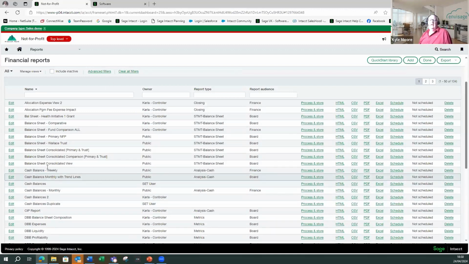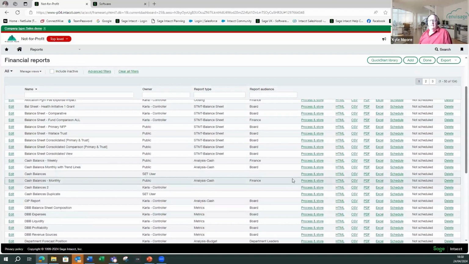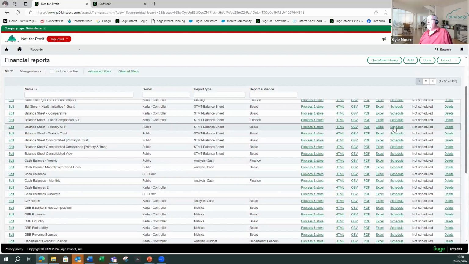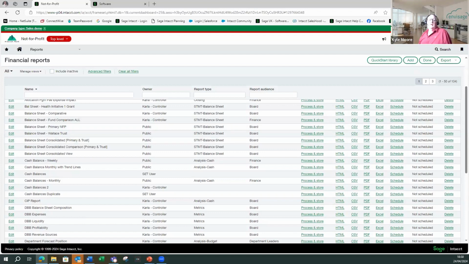Now, one of the great things is that within the balance sheet here, within any of the financial reports, we can schedule these reports to run at a certain time and to send to a certain group of people. I don't know how much time you would spend preparing things for board meetings, grabbing reports, running them, putting them together, sending them off in emails, whenever people can be in different locations, different time zones, etc. It can be an awful lot of time spent doing that.